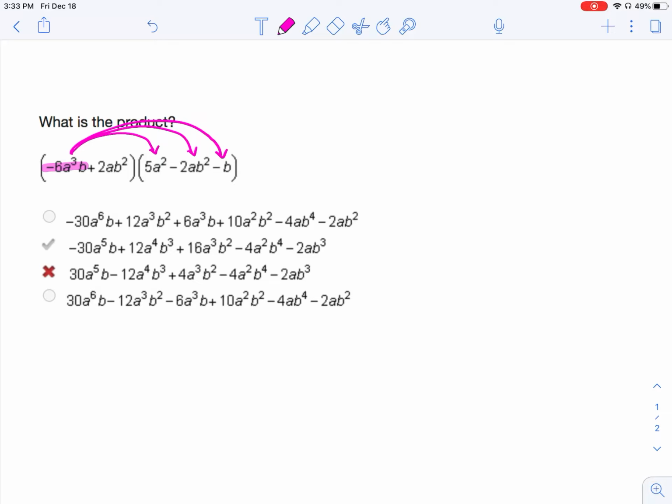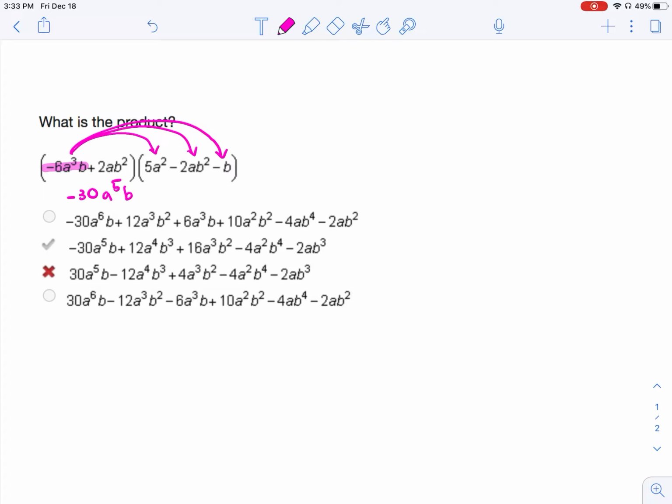Okay, it's gone. So we have negative 6 times 5, so we have negative 30. I have a to the power of 3 times a to the power of 2. Once again, when we're multiplying, we add the exponents. So we have a to the power of 5. And then b, we don't have any b's in the second term, so it's just b.